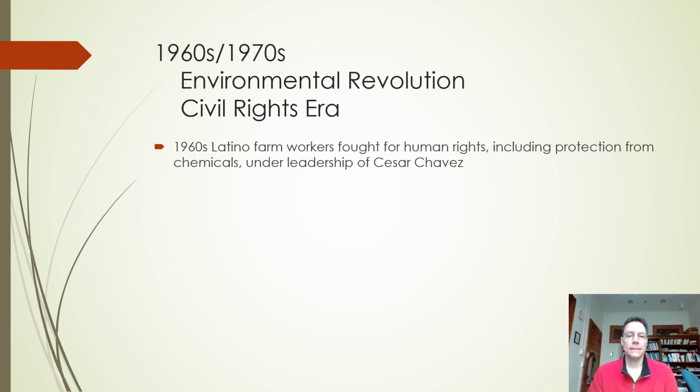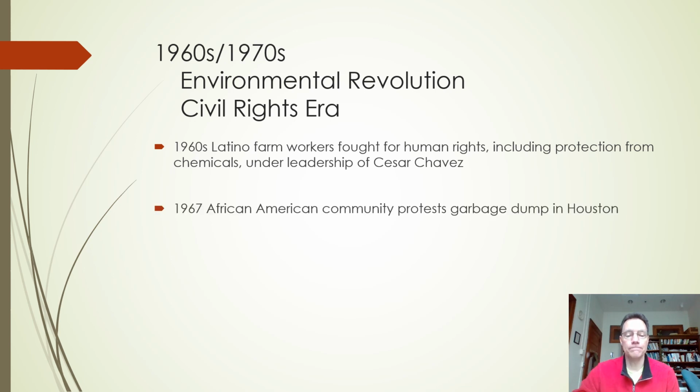So in the 1960s, Latino farm workers were protesting and fighting for human rights on the farms they were working on. They were being exposed to a lot of carcinogenic chemicals, some of the chemicals that we've learned about in the past few weeks, without much protection. And their leader, Cesar Chavez, led protests on getting human rights, but also those were environmental rights.